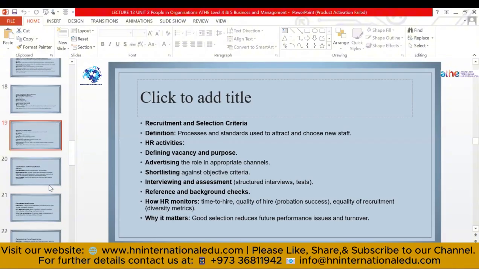Then we have recruitment and selection criteria: processes and standards used to attract and choose new staff, the way you're going to attract people towards your organization. HR activities: defining the vacancy and purpose, the reason behind the job and the designation of it. Then we have shortlisting against objective criteria. Out of 100 people, we can select 10.